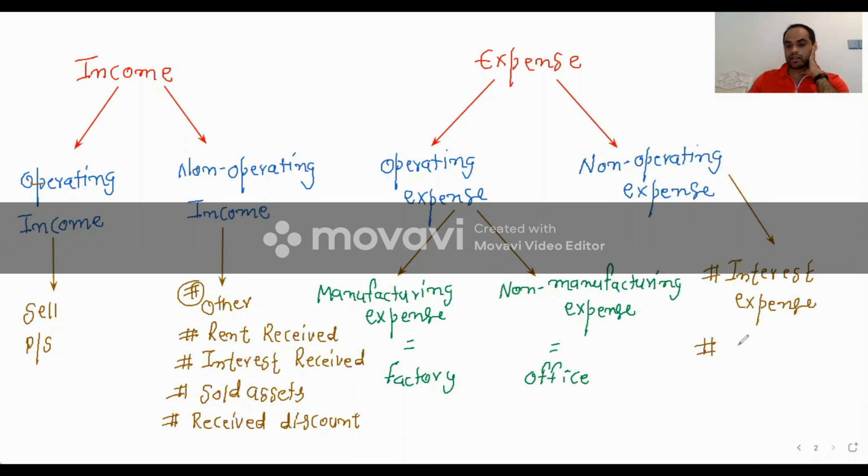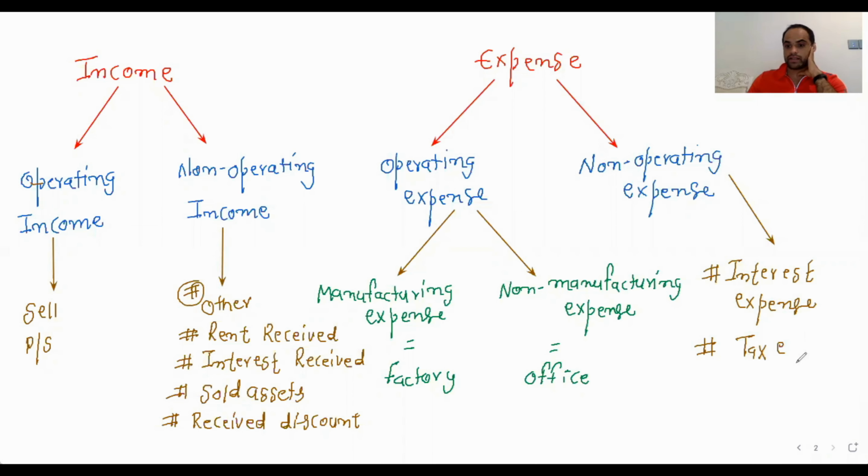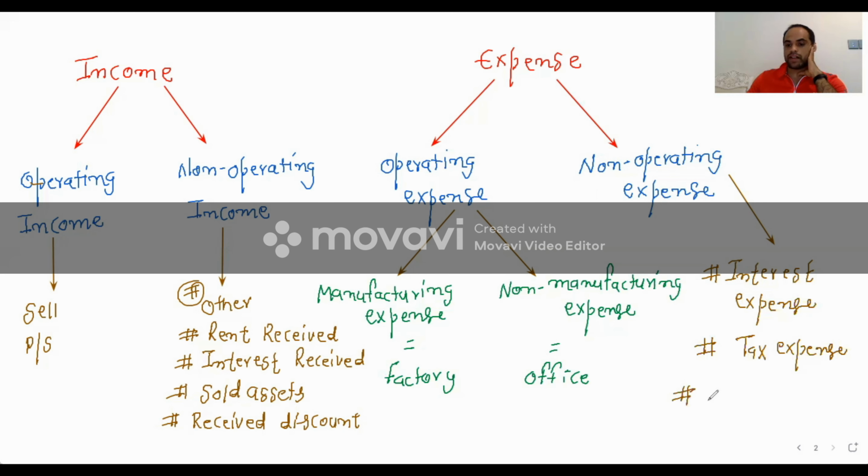Next is tax. You have profit and you have to pay tax. So tax expense. Tax expense is your non-operating expense. And the third one is dividend expense. Dividend expense.